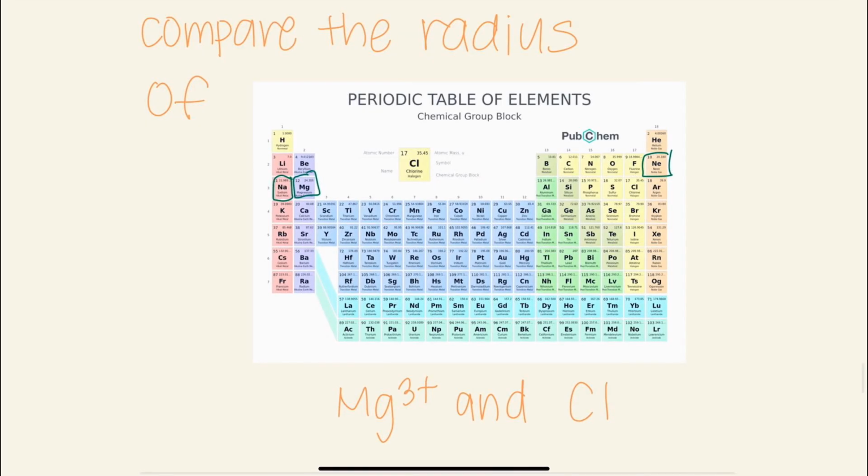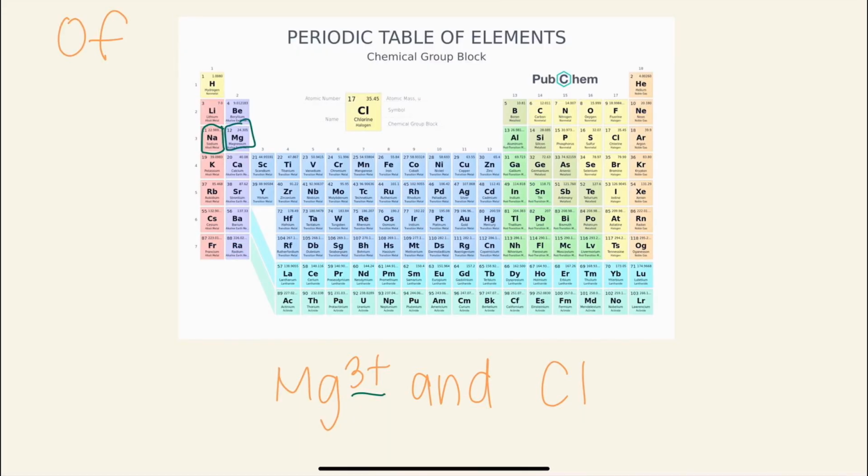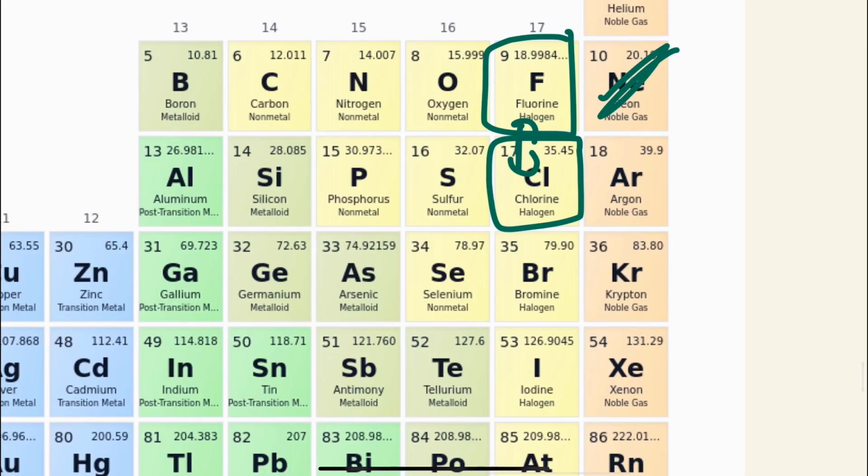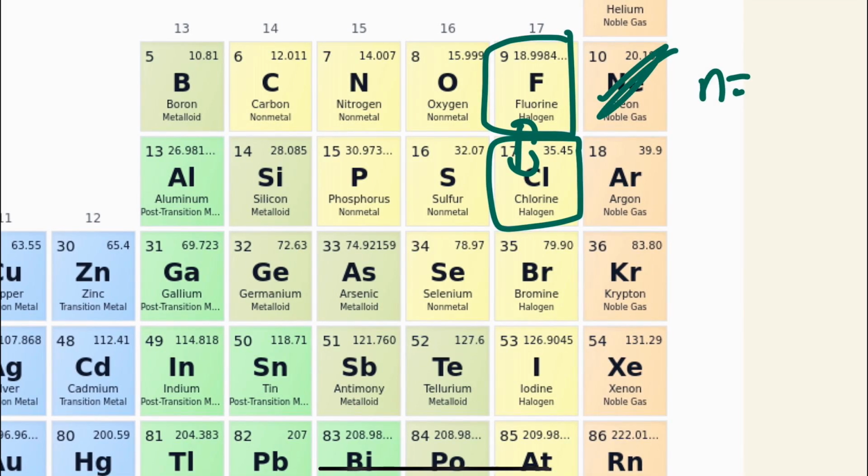The second to last question is compare the radius of magnesium's cation and chlorine. So magnesium's cation, we're going to be comparing the radius of magnesium's cation when it loses 3 electrons. We're going to remove one here, and one here, so it becomes isoelectronic to fluorine. And then we have chlorine. We can compare these directly because they're not within the same period or shell, and they have a different number of shells. This is at n equals 2, this is n equals 3.